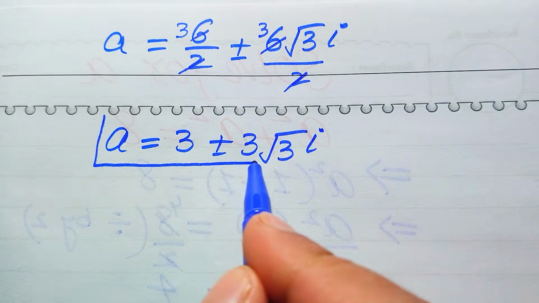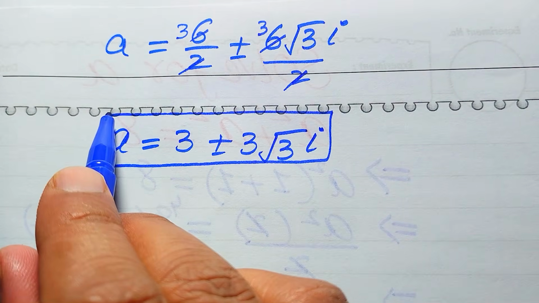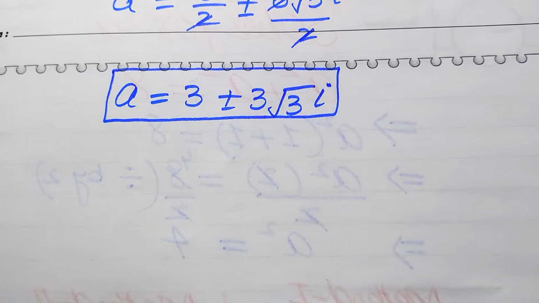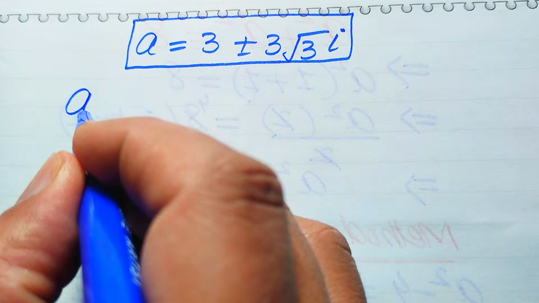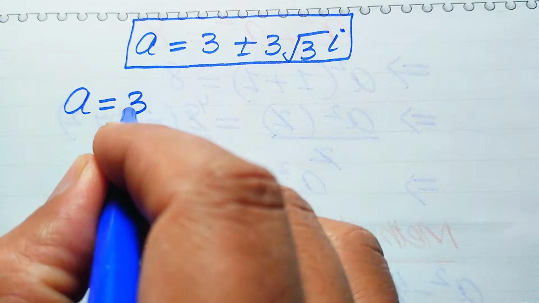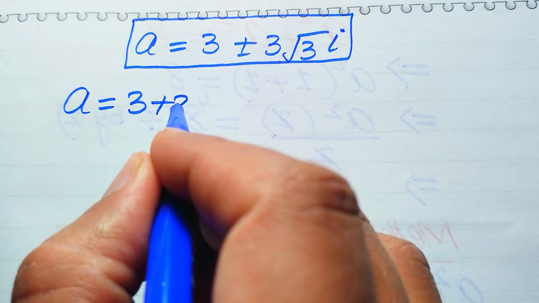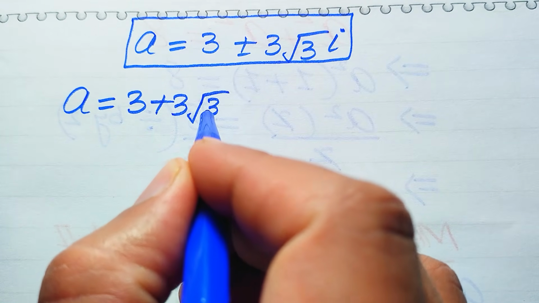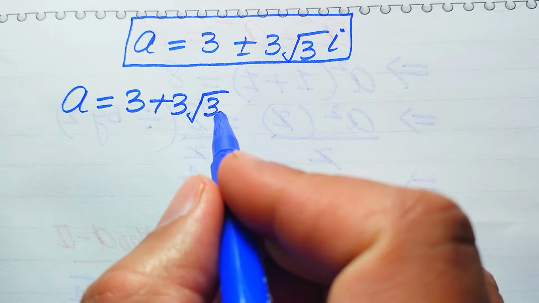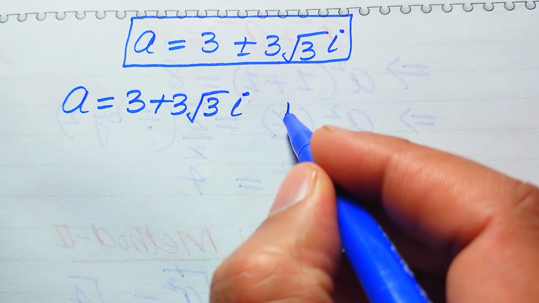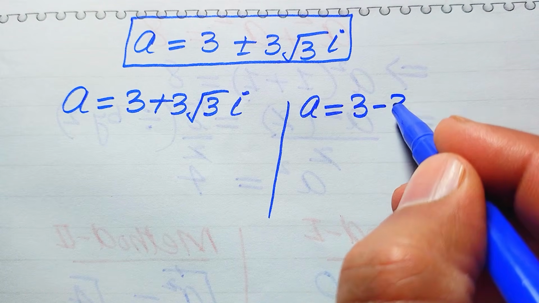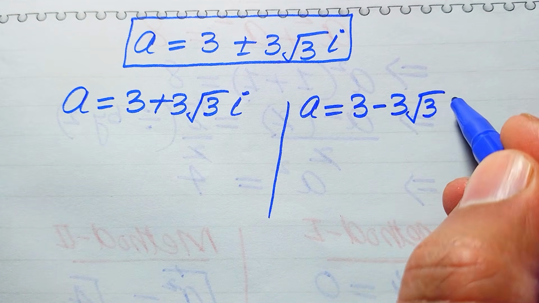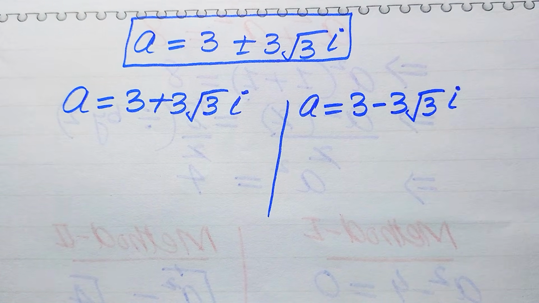So here we obtain these two values of a, and now from both of these two values of a we get the corresponding values of b. So on this side we will choose the positive value of a, it is 3 plus 3 times the square root of 3 iota, and on this side we will choose the negative value, it is 3 minus 3 times the square root of 3 into iota.